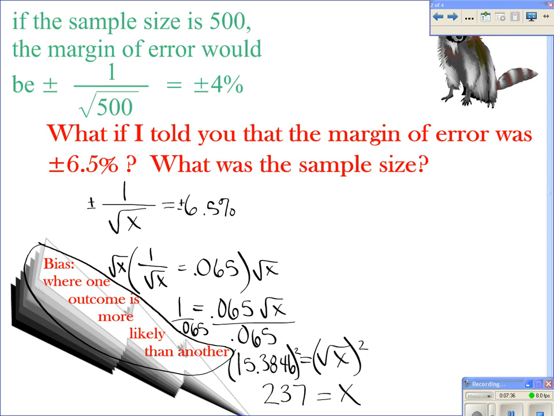For instance, I have a bias towards my daughter. If you asked me if my daughter is cuter or the neighbor's daughter is cuter, I'm going to pick my kid because I have a bias towards her. So whenever you're doing a survey, you want to make sure that it's unbiased so that you're getting good data. So I'm going to give you 3 examples on the next page, and we're going to figure out are they biased or unbiased.